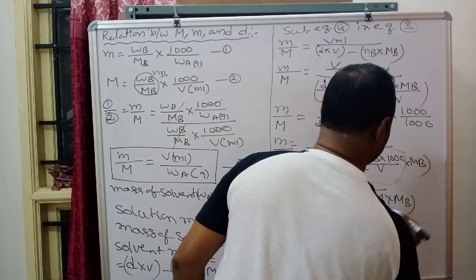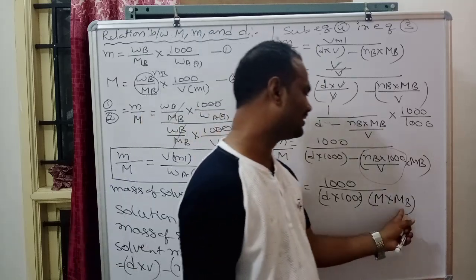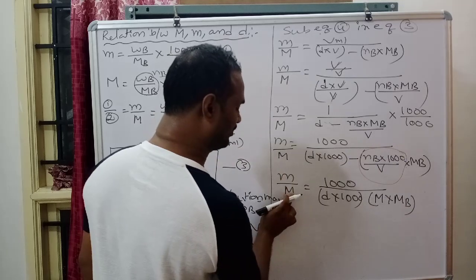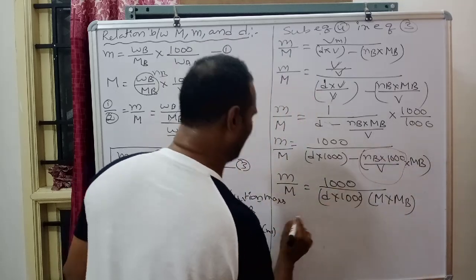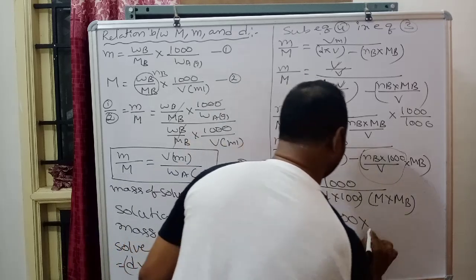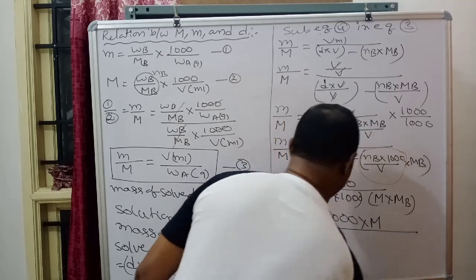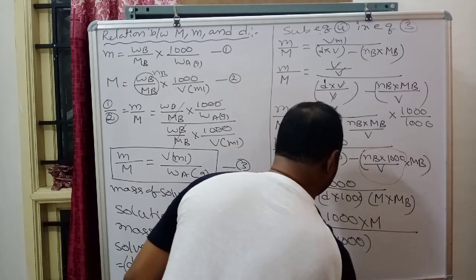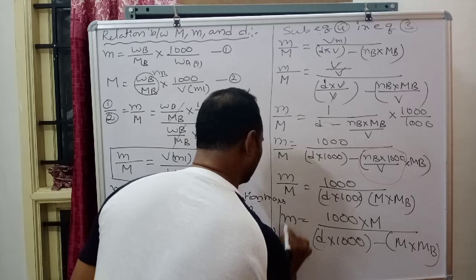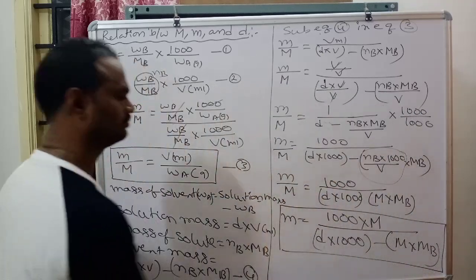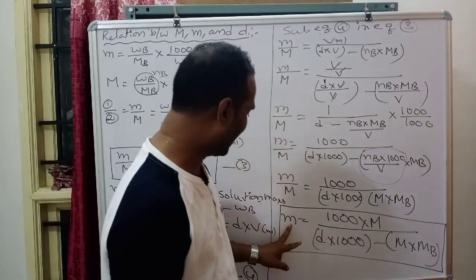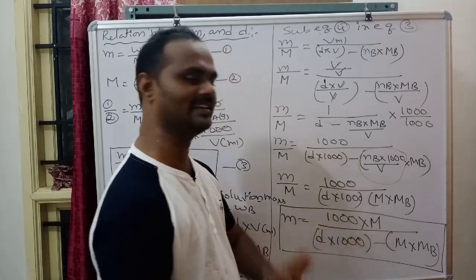Carefully see, capital M indicates molarity, MB indicates molar mass of solute. Small m by capital M is taken to this side. Here dividing, there multiplying. Therefore, m is equal to 1000 into molarity, whole by density into 1000 minus molarity into molar mass. This is the formula, the relation between molarity and density.